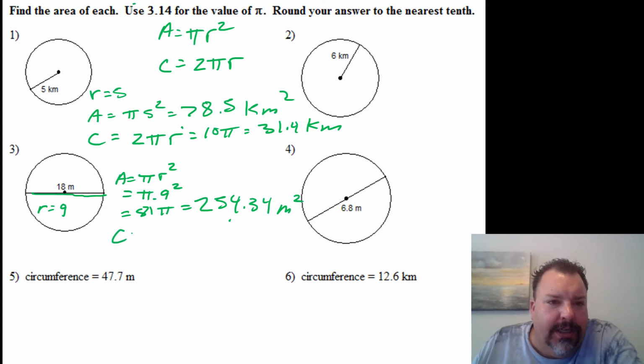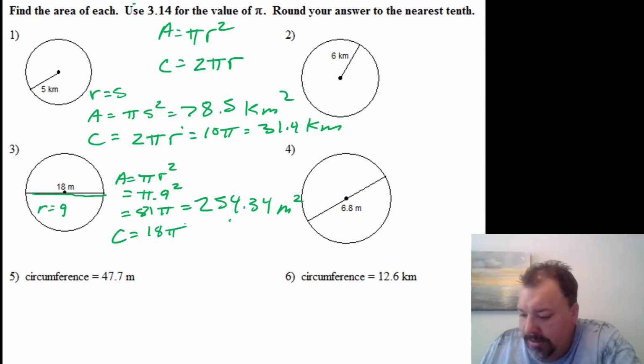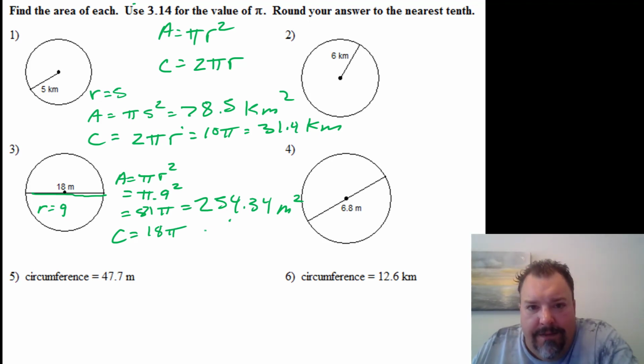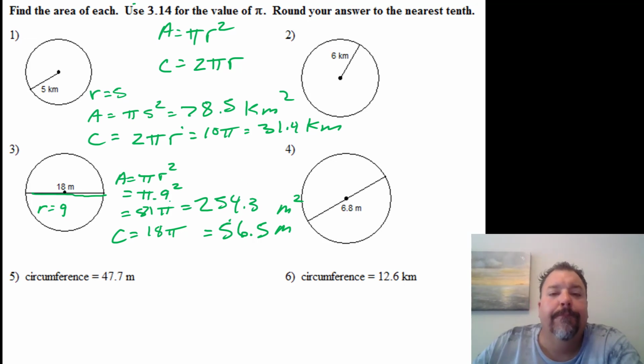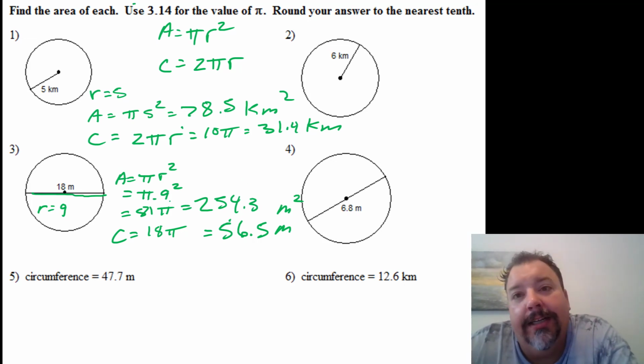If we were doing the circumference, it would be 2 times 9 times pi, or 18 times pi, which comes out to 56.5 meters. And I forgot, we're rounding to the nearest tenth, so up here we just do it to 254.3. So that's how you find the area, and again, the circumference for a circle.